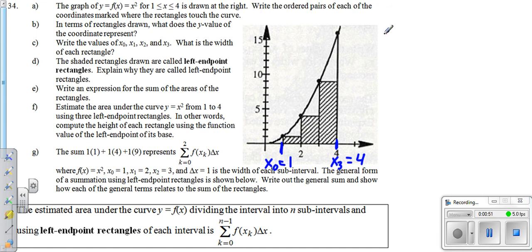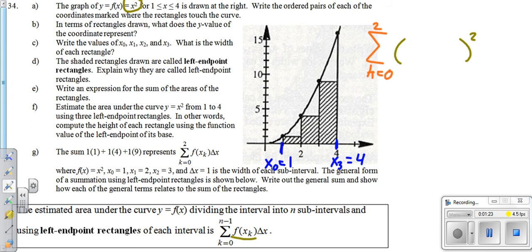Says we need to start out with our sigma, k equaling 0 to 1 less than the number of rectangles. The number of rectangles was 3, so we go 1 less and we get 2. Then we have to come along and have our function. Our function is our input squared, because that's what we have right here.